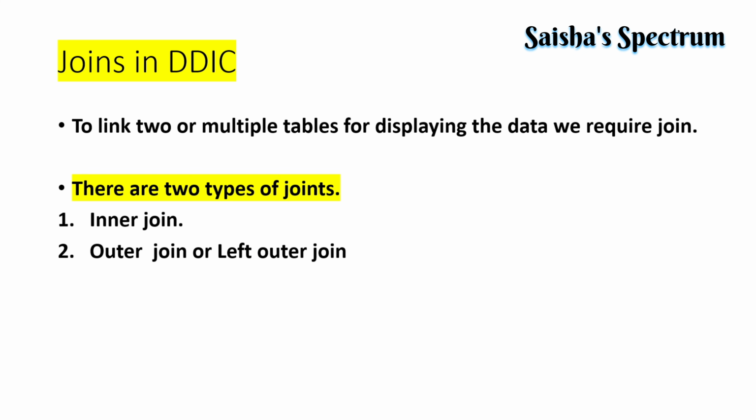So, what is meant by join? Join is used to connect two or multiple number of tables to display the data. There are two different types of joins: inner join and outer join.